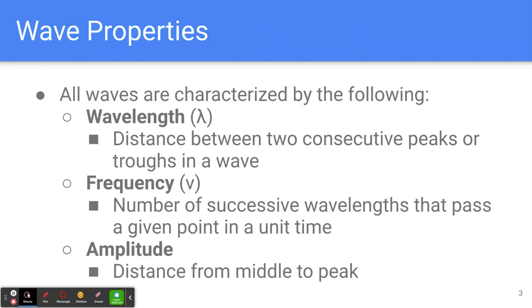On a wave, we have what are called wavelength, frequency, and amplitude. Wavelength is the distance between two peaks or two troughs in a wave. The frequency is the number of wavelengths that pass a given point in a unit of time, and typically that's going to be a second. So how many waves pass through a given point of space in a second would be your frequency. And then the amplitude is the distance from the middle of the wave up to the peak, or technically from the middle down to the trough.